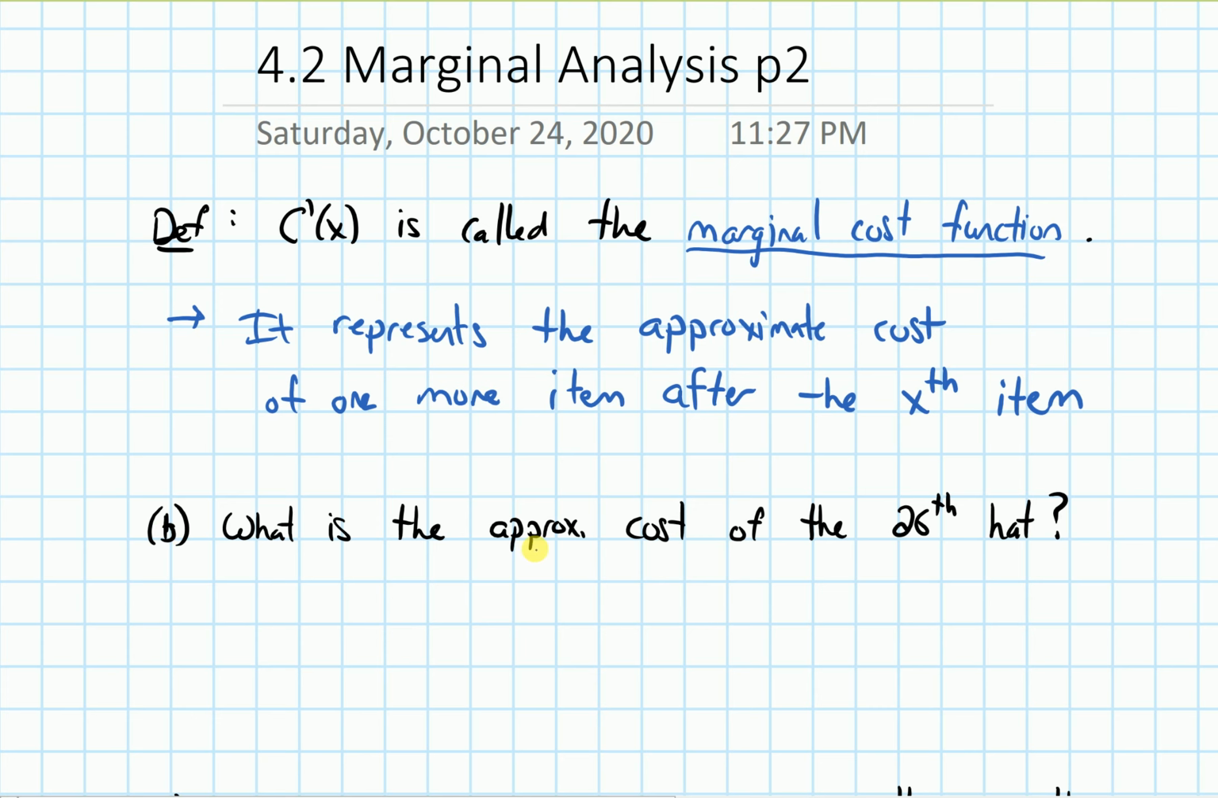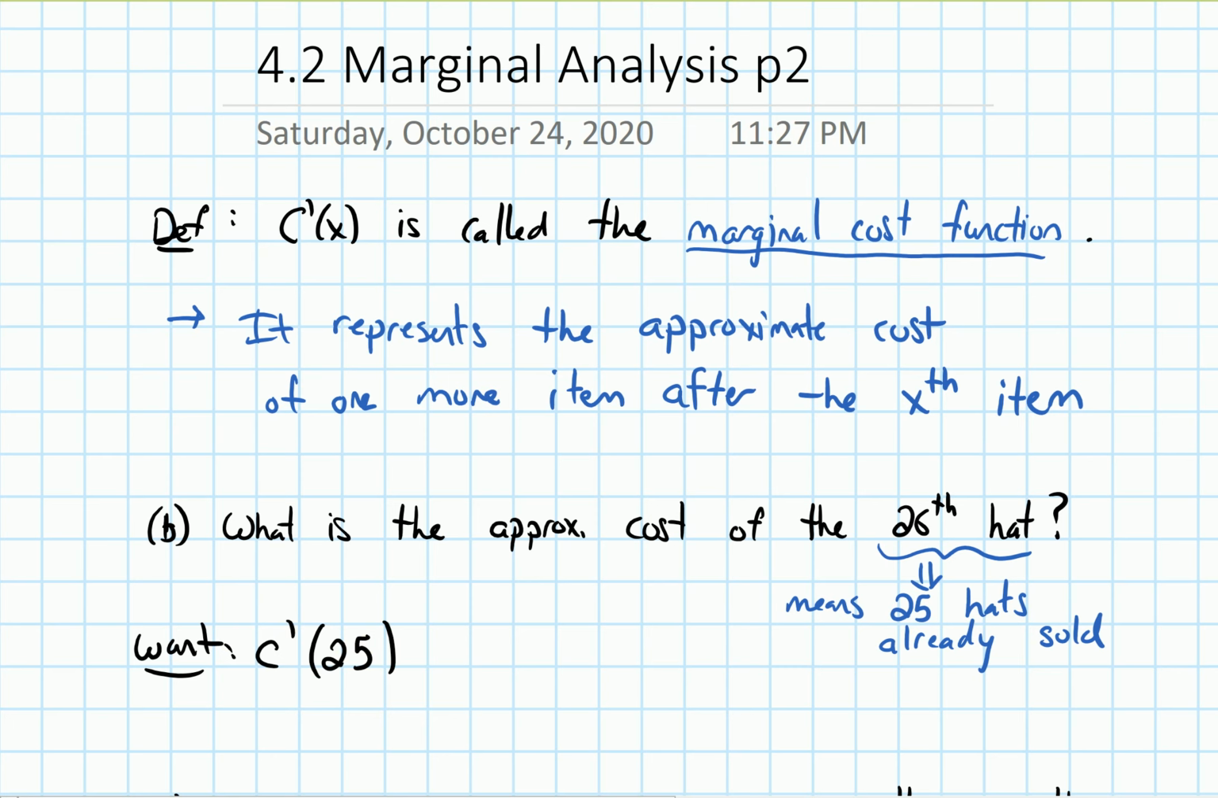All right, so let's do another part of this example. What is the approximate cost of the 26th hat? So 26th hat, if we're talking about the cost of the 26th hat alone, this means that 25 hats were already sold. Okay, so there's already 25 hats sort of sold, and we just want now the approximate cost of one more. So to do this, we want C prime of 25, not C prime of 26. That's really important. Not C prime of 26. That's a really common error that we see with this marginal cost function.